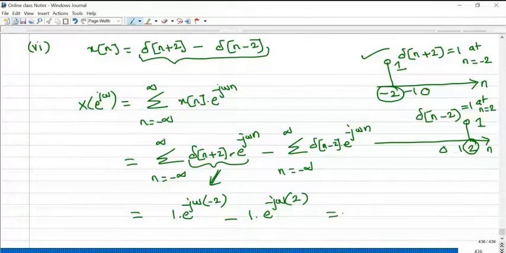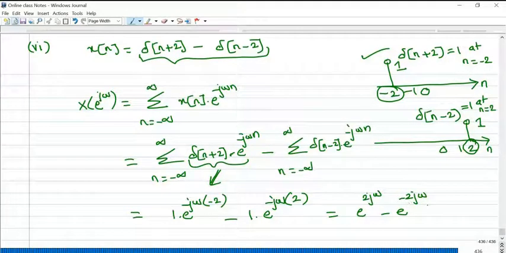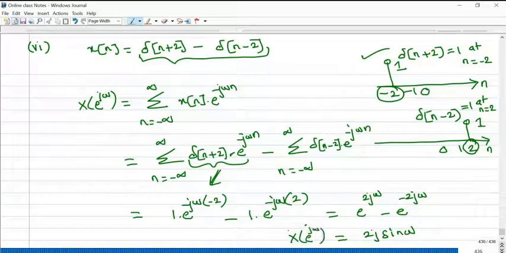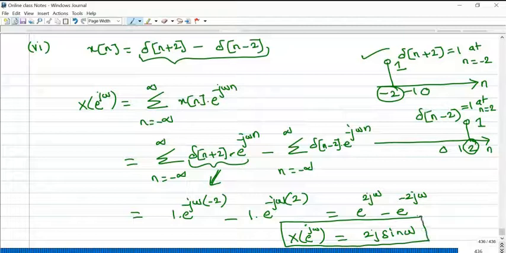So the result is e power 2j omega minus e power minus 2j omega. Recall that e power j theta minus e power minus j theta equals 2j sin theta. So the DTFT of delta of n plus 2 minus delta of n minus 2 is 2j sin omega.